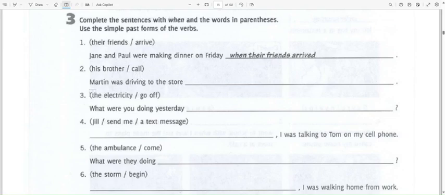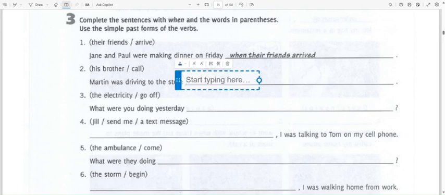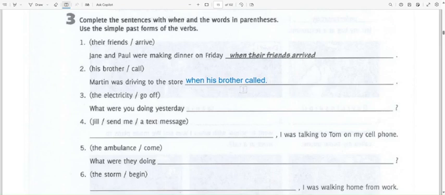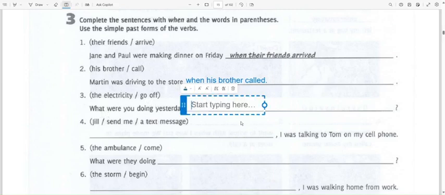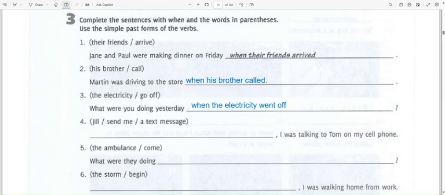His brother called. Martin was driving to the store when his brother called. The electricity go off. What were you doing yesterday when the electricity went off?